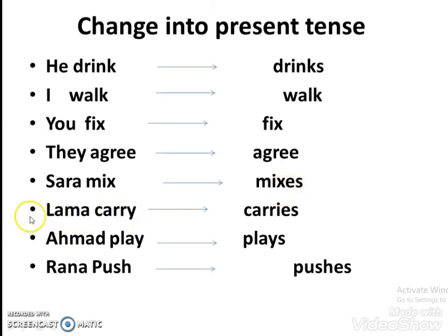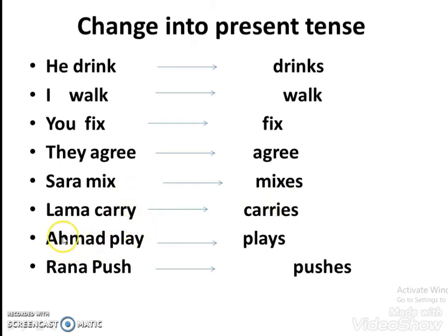Lama carry. I have this. Carry ends with the letter Y. What before the letter Y? We have a consonant letter. So what do I do? I cross the letter Y, then add IES. Lama carries, because we have Y and before the Y we have a consonant letter. So I cross the letter Y and add IES.